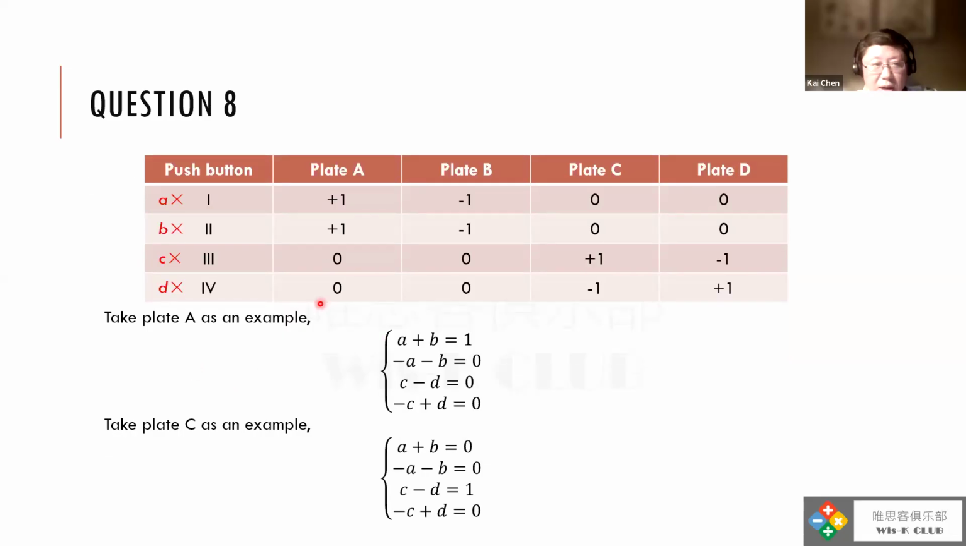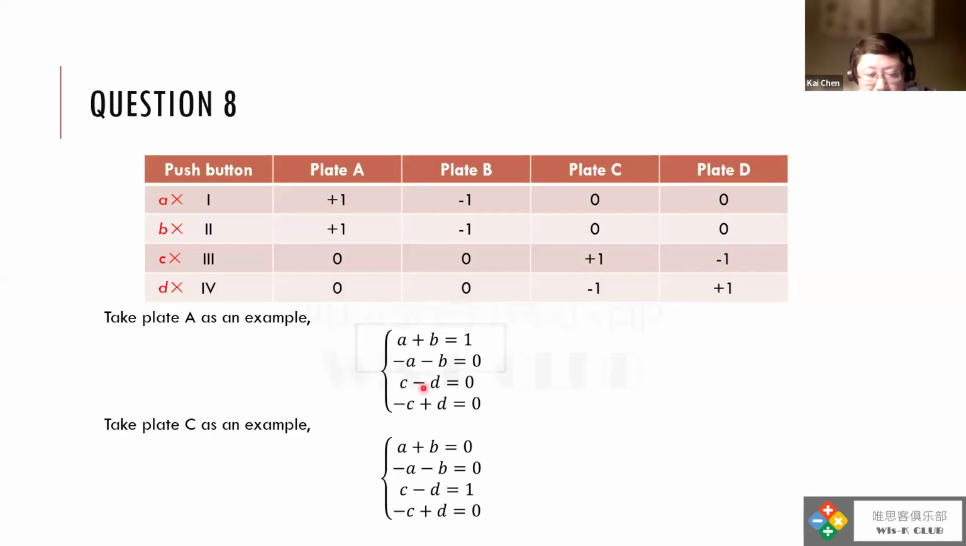If I write the same variables here and list a system of equations, taking A as an example, where A should be a level up, I do the same. A plus B, 0, 0 is 1. And here, minus A minus B, 0, 0 is 0. And here C minus D is 0, and minus C plus D is 0.